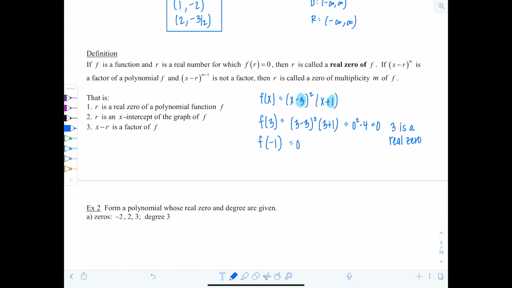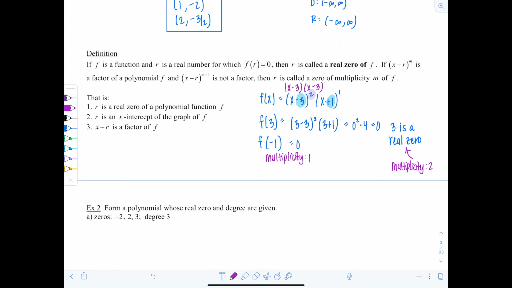Now, notice the exponents are a little different. So we have x minus 3 squared. That means 3 is a 0 in this function twice, because x minus 3 squared really means you have x minus 3 times x minus 3. So we would say that the multiplicity of this 0 is 2, because it pops up there twice. That's the exponent on that factor. The multiplicity of -1 is just 1 because the exponent is a 1.